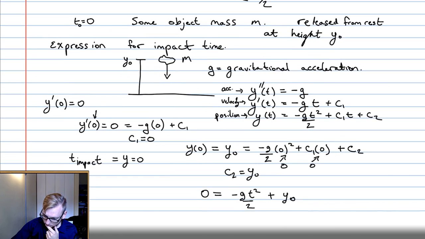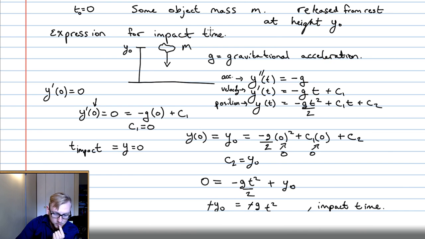So what we found is we had some object of mass m. It was released from rest at a height of y0, and we needed an expression for its impact time. And we also needed to express its velocity at impact time. So we drew our little graph. We had our little variables written out. We had our differential equation started, went from its acceleration to velocity to position, plugged in our numbers that we knew initially, and then we solved. Kept going.